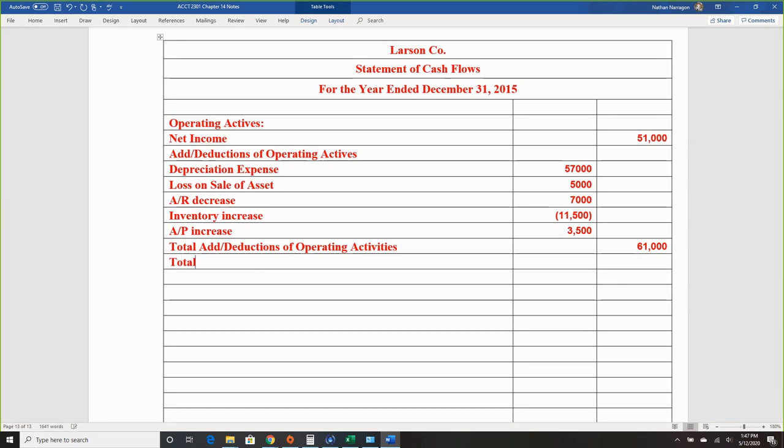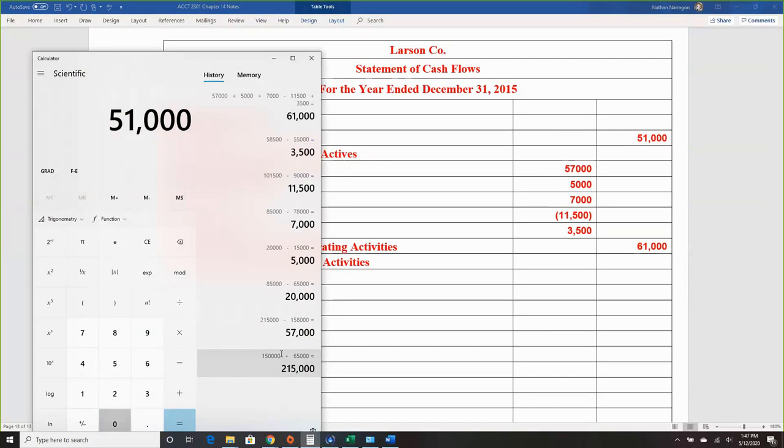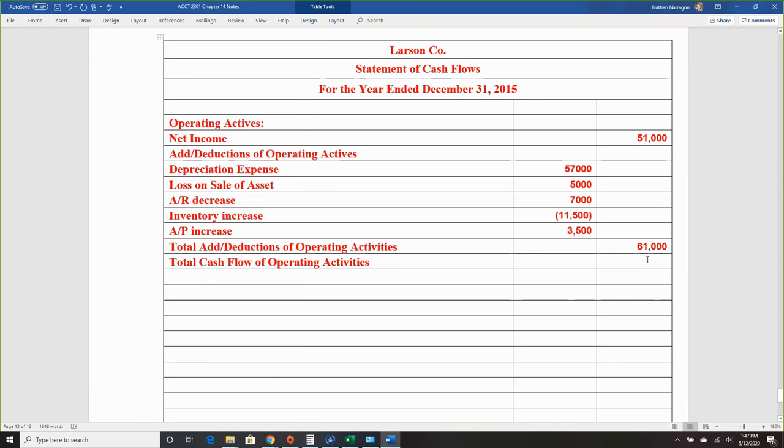So, total operation, our whole cash flow of operating activities. We add these together, so 51,000 plus 61,000 gives us 112,000. Okay, so that's one. Next is investing activity.